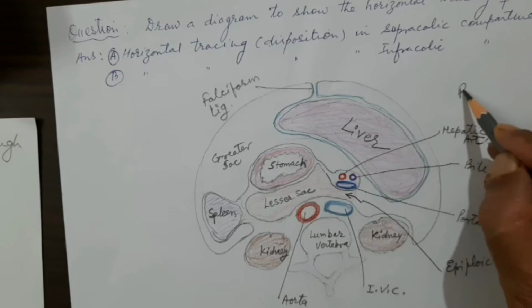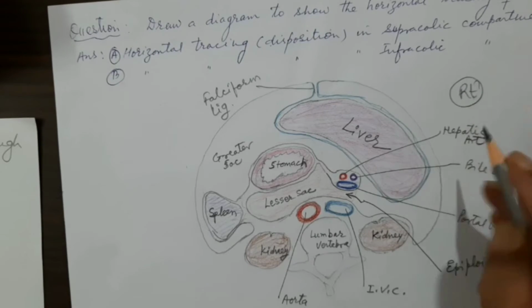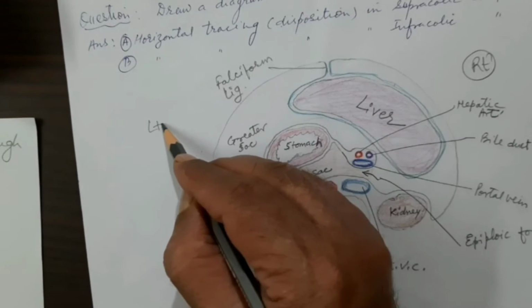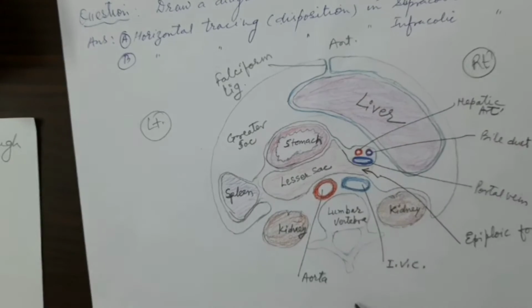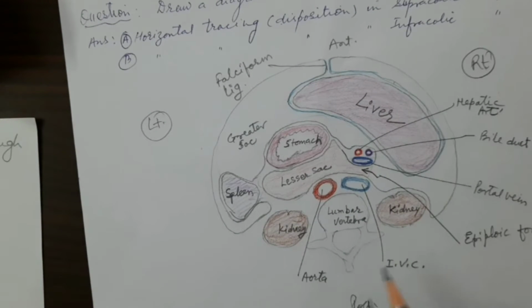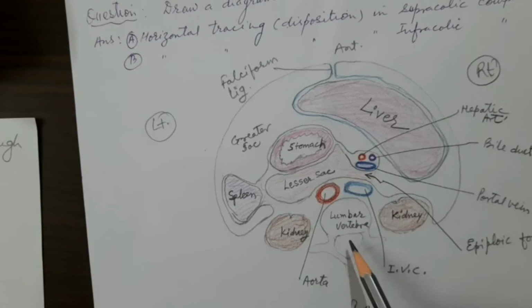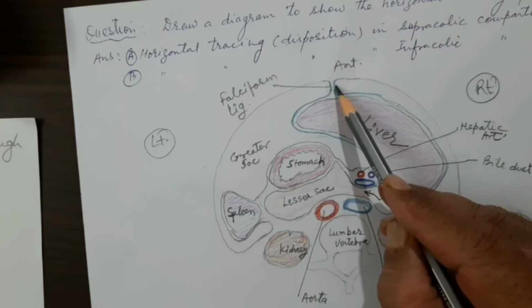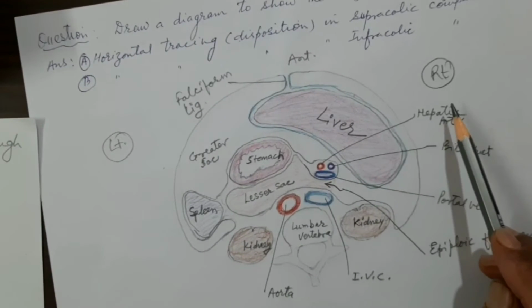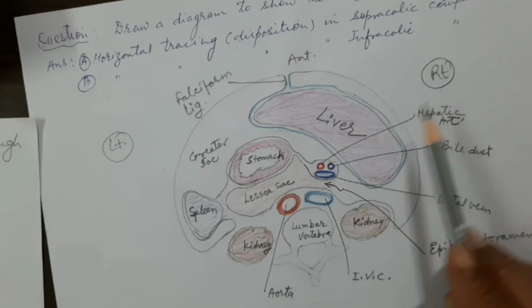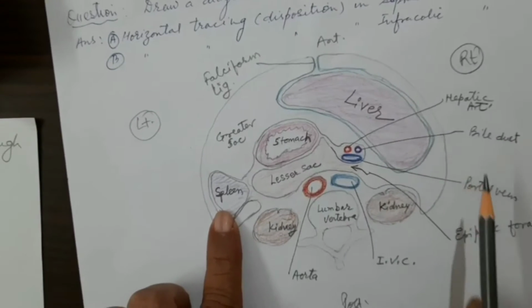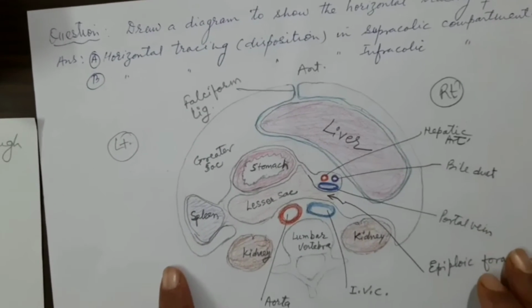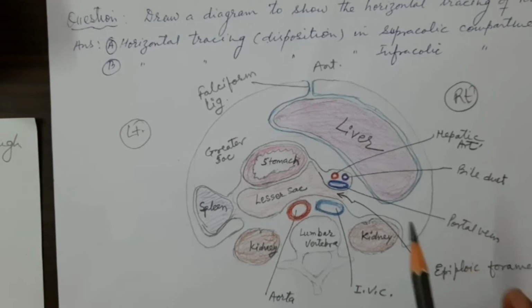So the falciform from the right side, let me tell you the direction. This is the right side. Okay, RT means right side. This is the left side. This is the anterior side, and this is the posterior side where this lumbar vertebra is present, anterior side where the falciform ligament is, and on the right side where the liver is present, and on the left side where the spleen is present. Okay, this way you can make out the directions of the section.